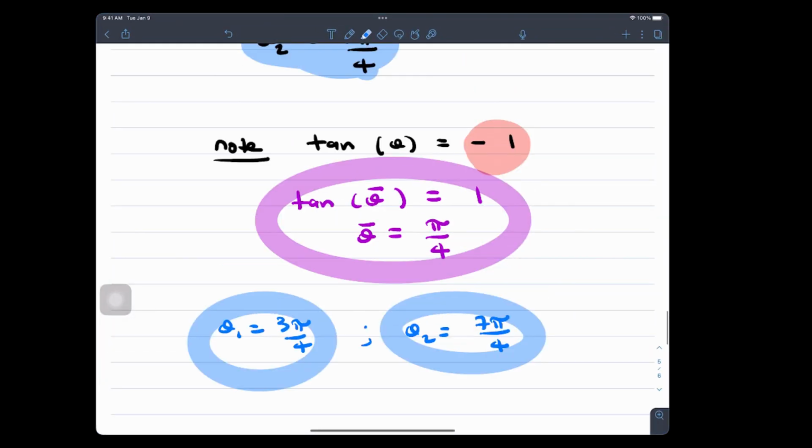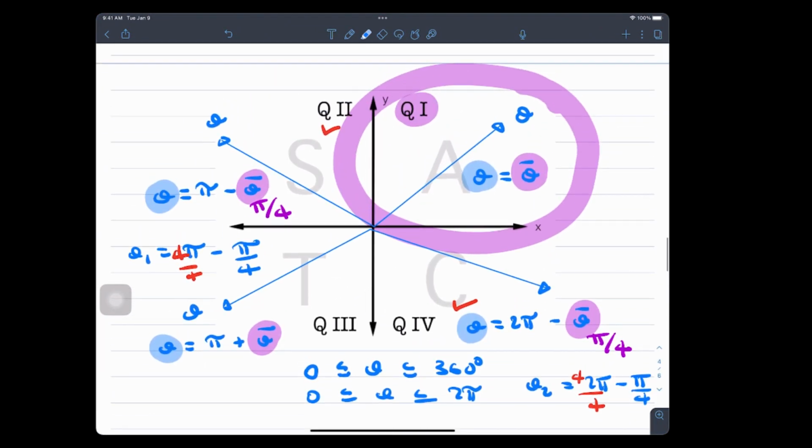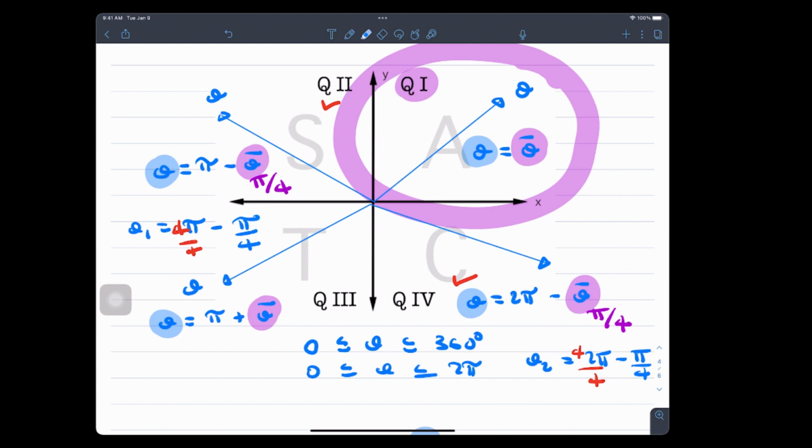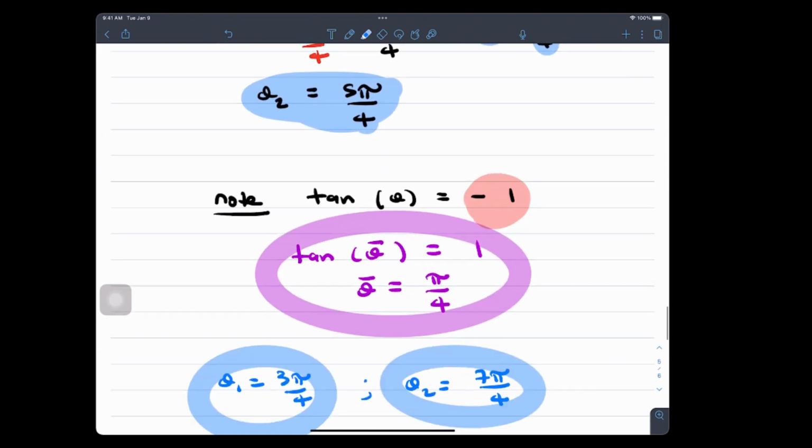So ladies and gentlemen, this picture is what you definitely want to have in your notes. You always get the reference angle, and then you use this picture. Well, anyway, I'm going to have you guys try one here.